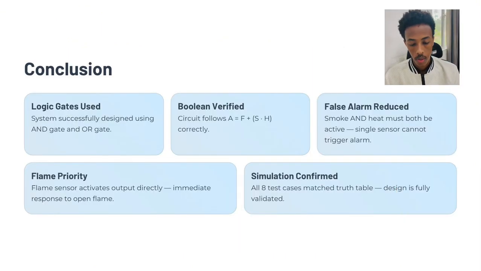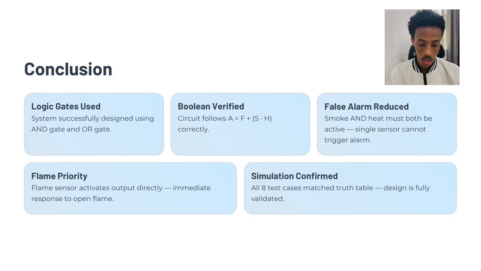Okay, now we'll continue our presentation. So this is our last conclusion. We have here 5 boxes. Box 1 is the logic gate usage. So the system was successfully built using the AND gate and OR gate. Our system uses 2 gates, the AND gate and the OR gate. These 2 logic gates control when the alarm should turn on.